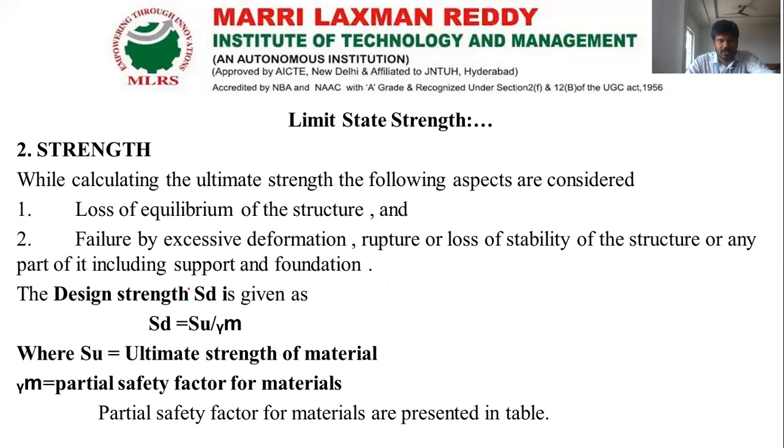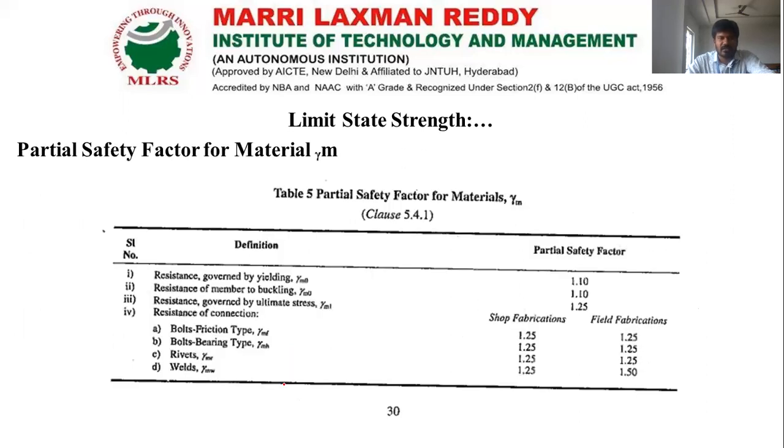Next is strength. Design strength S_d is equal to S_u divided by gamma_m. S_u is equal to ultimate strength, and gamma_m is equal to partial safety factor for materials. That is also given on page number 30 of IS 800-2007, Table number 5. Based on this, we are going to have the values. So here it depends upon the strength of materials.